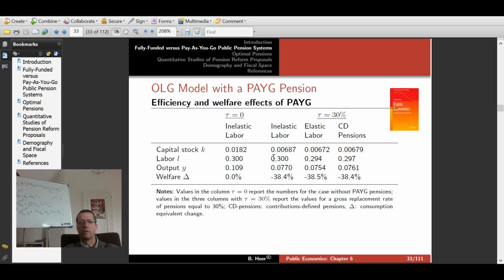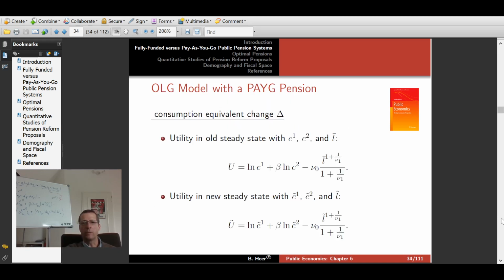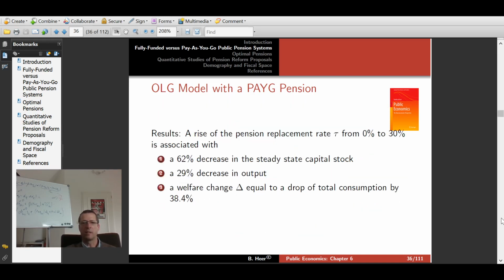Labor, if we use a lump sum component, there's no effect. If we look at elastic labor supply and have the case that it's a levy, a social security tax on wage income, labor drops by 2%. And if contributions are defined, so that we know a higher labor supply also increases our pensions in the future, only the disincentive effect of a tax on labor income results in a decrease of 1% of labor supply.